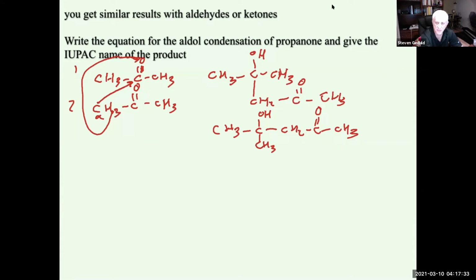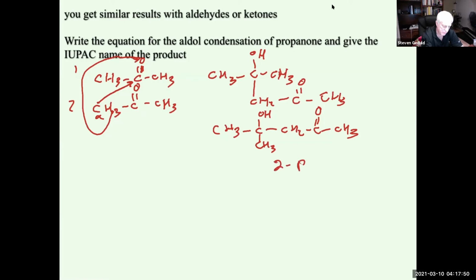So name that thing. We have 1, 2, 3, 4, 5 carbons. And we have a ketone group, a methyl group, and an OH group. So the ketone is going to take precedence. So this is 2.